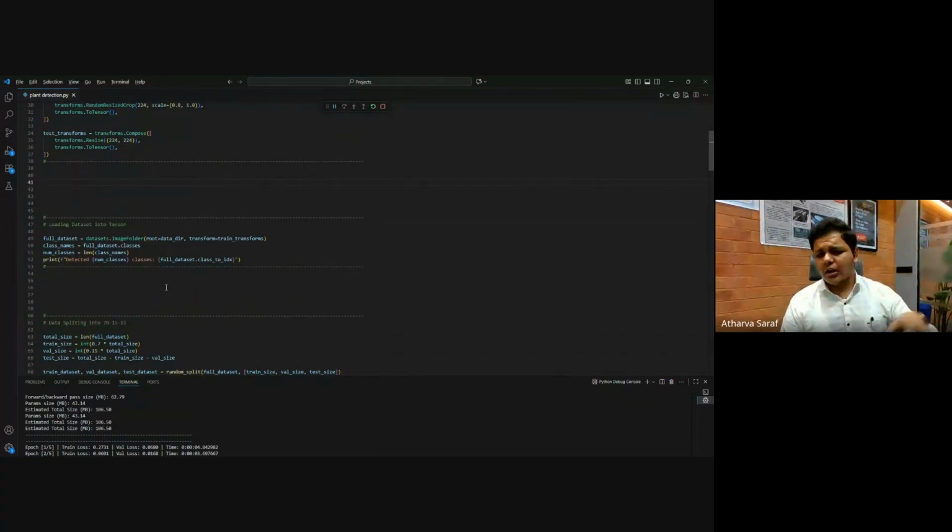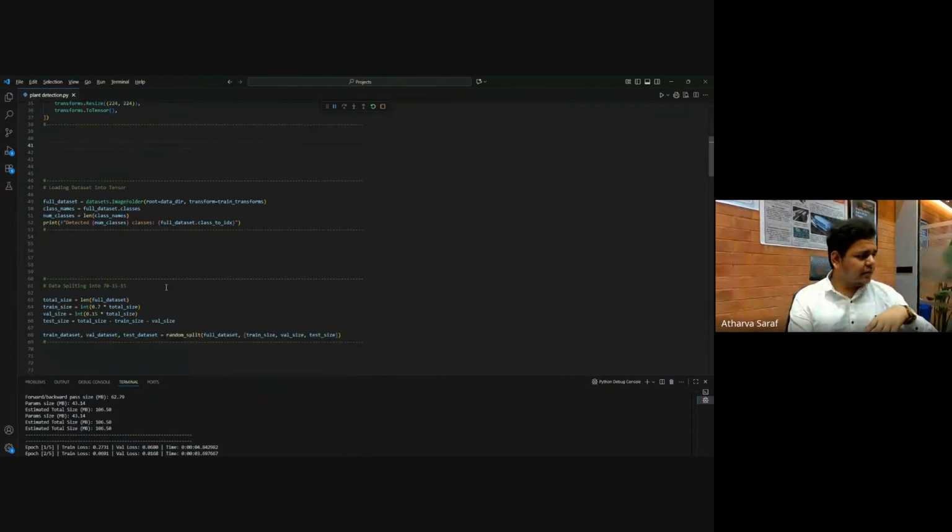Then comes the loading process and the data splitting. Now, the data splitting is very important. You can't give the same data to training and then test on it, because the computer already knows the whole data. It has to work on different data types and different images. That's why the data is generally split.